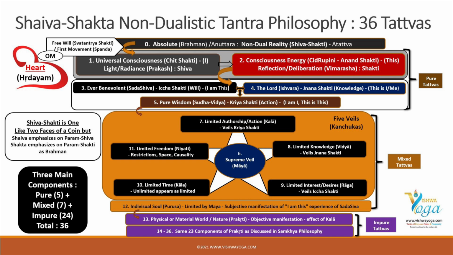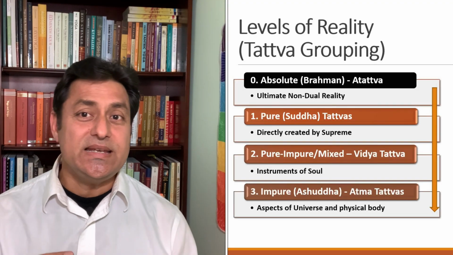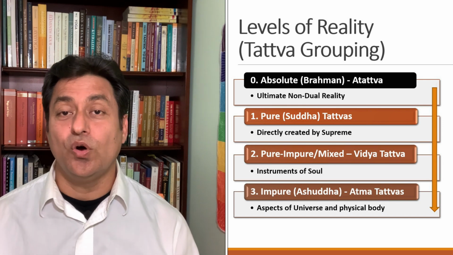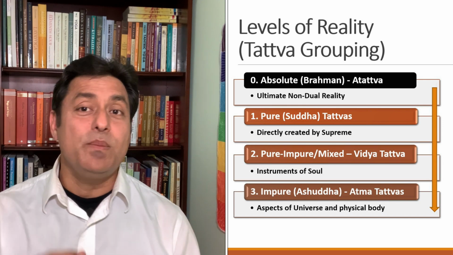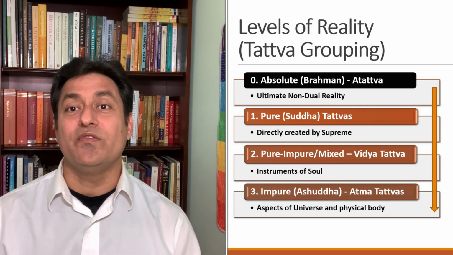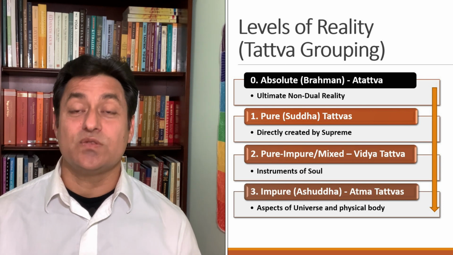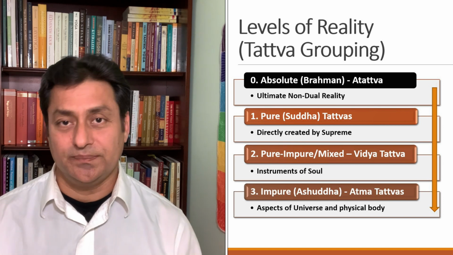Though in some Tantric texts, it even expands up to 96 tattwas, but that is beyond the scope of this video. So these 36 are the main elements and are grouped into 3 main categories, excluding the ultimate source or absolute, called Atattva or Brahman. These 3 groups are called pure or Shuddha Tattva, pure-impure as mixed, called Vidya Tattva, and the last one is impure or Atma Tattva.